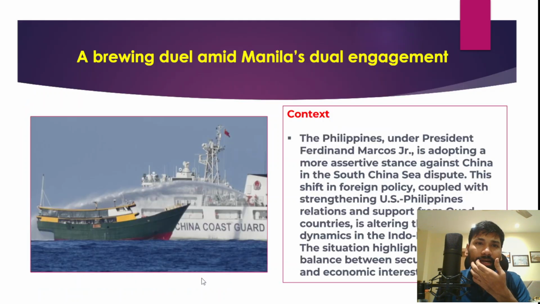And the next important article is with respect to Chinese assertiveness and aggression in the South China Sea. There is a conflict between the Philippines and China that has been regularly taking place within the South China Sea. We'll try to understand this in a very detailed manner.